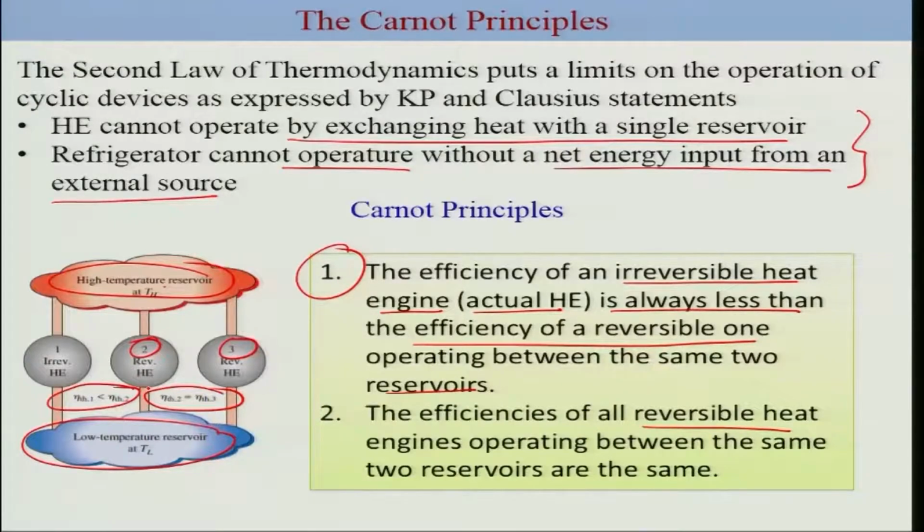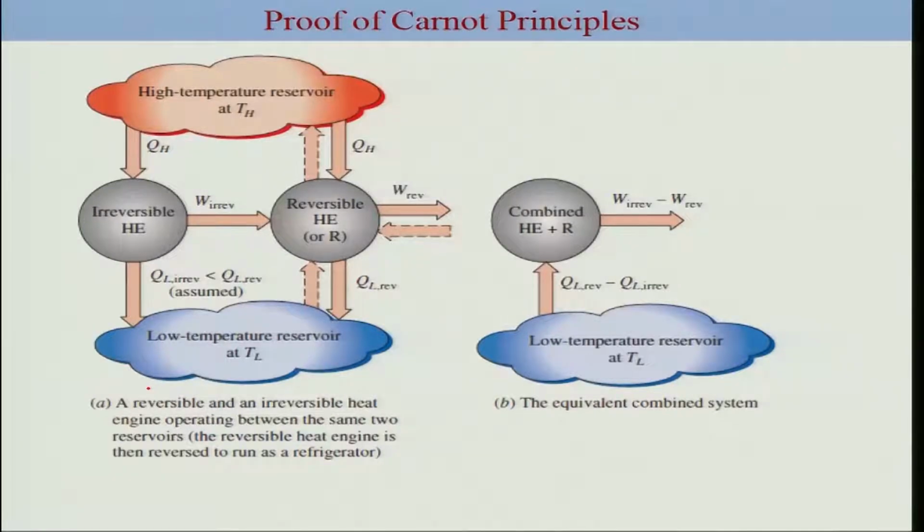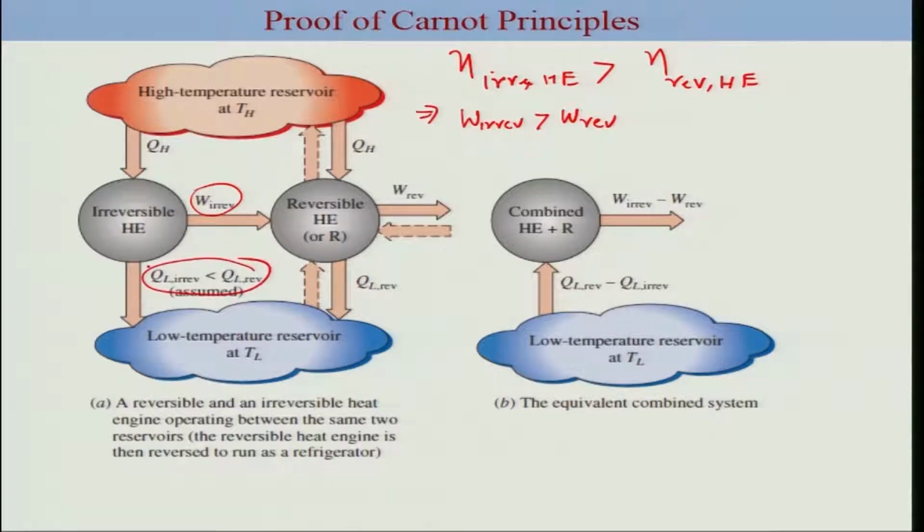That is what we summarize as the Carnot principles, and we can prove them. We can assume, let's say, that Carnot principle 1 is violated, and try to prove the principle that way. Here we assume that the efficiency of the irreversible heat engine is greater than that of a reversible one. What does that mean? Essentially the work output would be more than for the corresponding reversible one, or in other words, the heat rejected for the irreversible heat engine will be less compared to that rejected for the reversible heat engine.